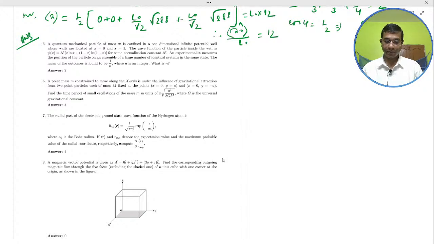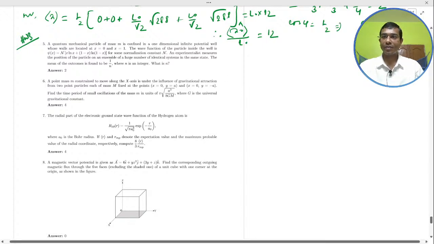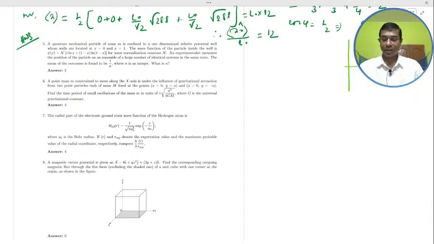Here, simply, this is the diagram. This is x, 0, a, 0 minus a, the point. This is the origin 0. Here the angle theta, here m dash and the m mass. This is the point mass of small m.